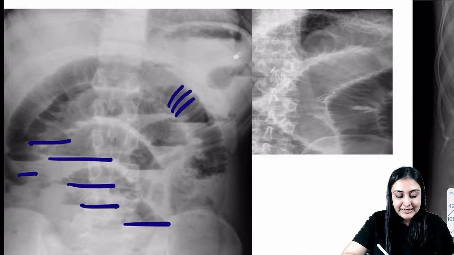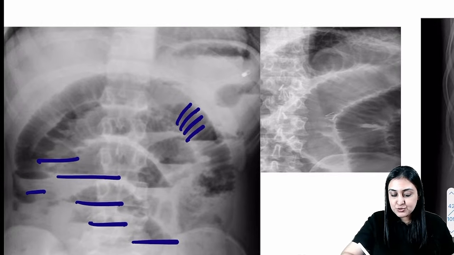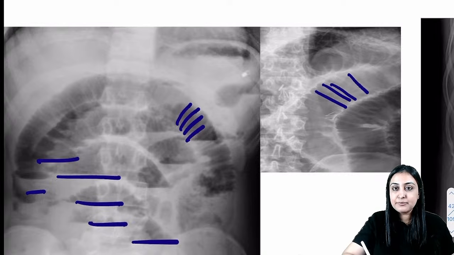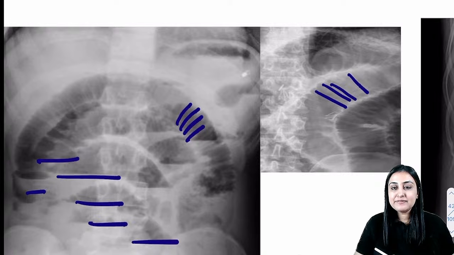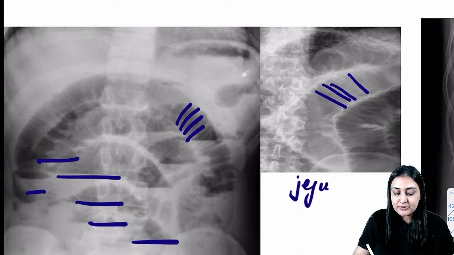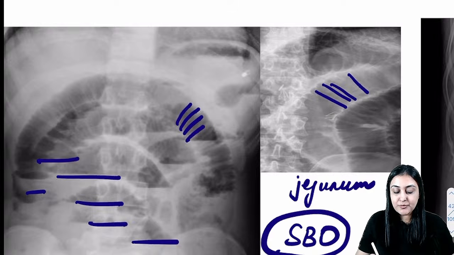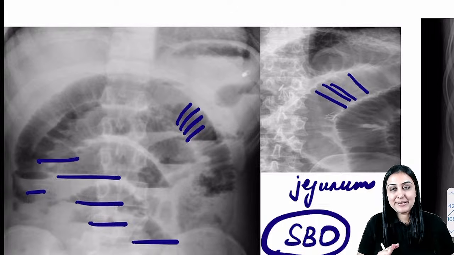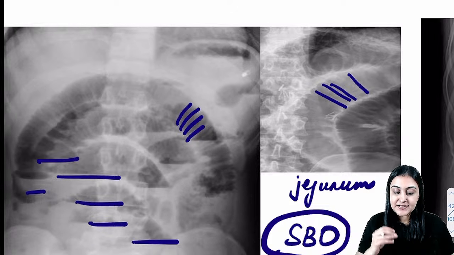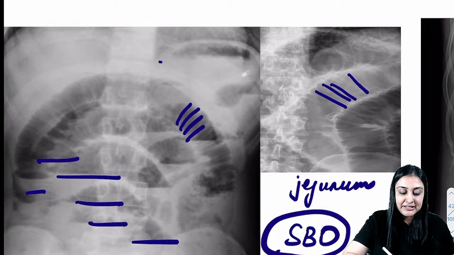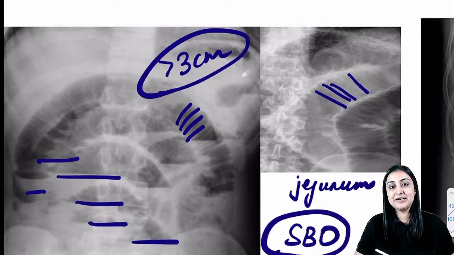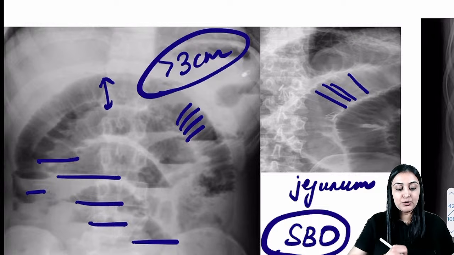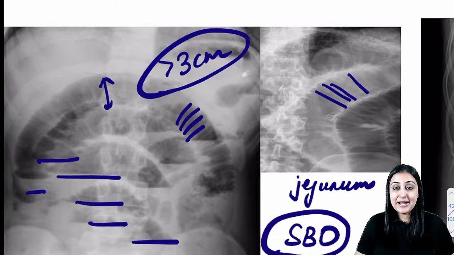Can you see complete mucosal folds? Look at this zoomed image. Can you see these complete mucosal folds? Valvulae conniventes. What are valvulae conniventes? They are a feature of the jejunum. So when I see a dilated jejunum, this is small bowel obstruction. So: central loops, step ladder pattern, valvulae conniventes, small bowel. How much diameter do I want? More than 3 centimeters for small bowel dilatation. The diameter should be more than 3 to say that it is dilated.